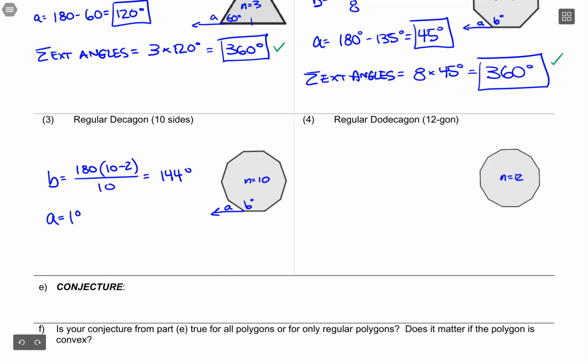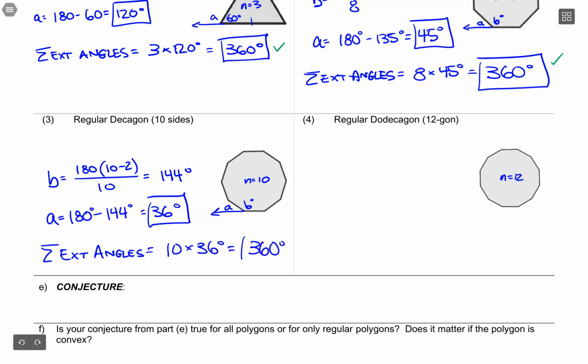That means A is 180 minus B. So one exterior angle of a regular decagon is 36 degrees. If we add all 10 of them up, 10 times 36 degrees equals our friend 360 again. Okay, so I'm starting, again, it's a little bit more evidence that we have something special going on here.